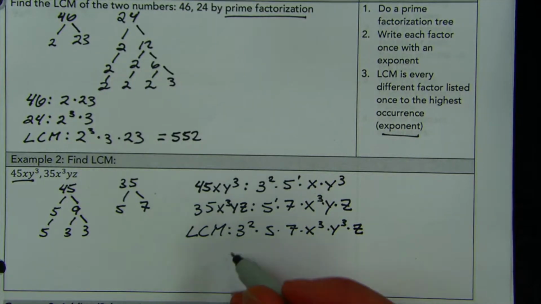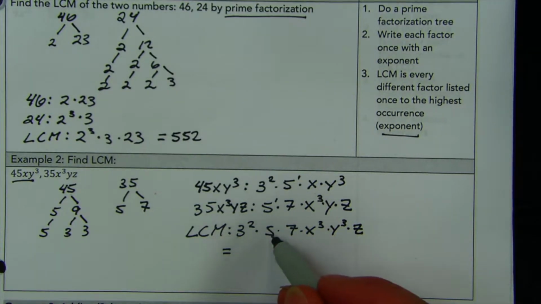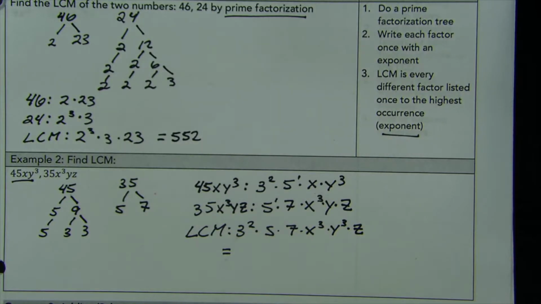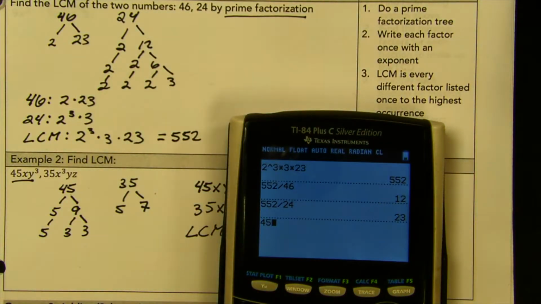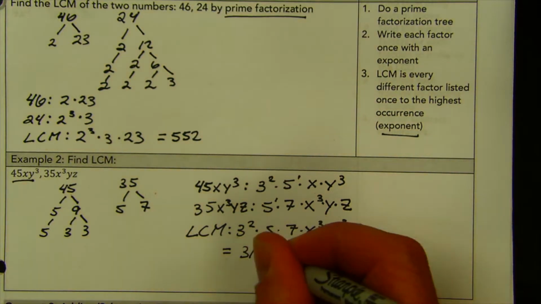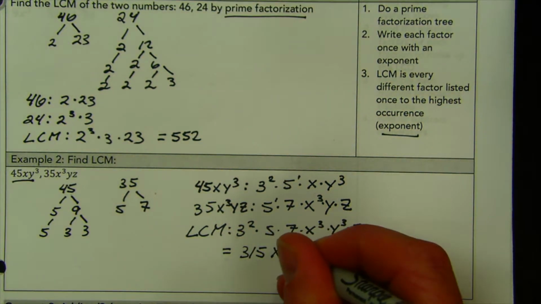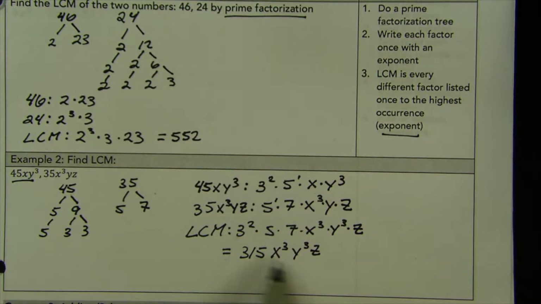Okay, so it looks like my LCM is eventually going to be 9 times 5, and 9 times 5 is 45. 45 times 7 is 315, I believe. Oh my gosh. That's amazing. So we got 315 x cubed y cubed z. That's the least common multiple of these two monomials.